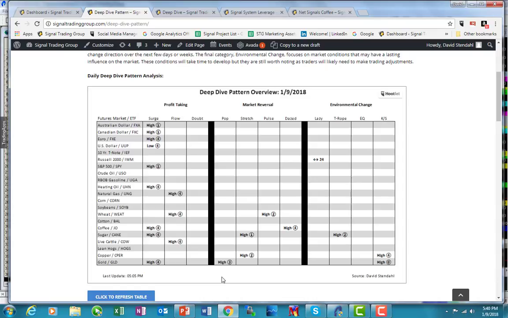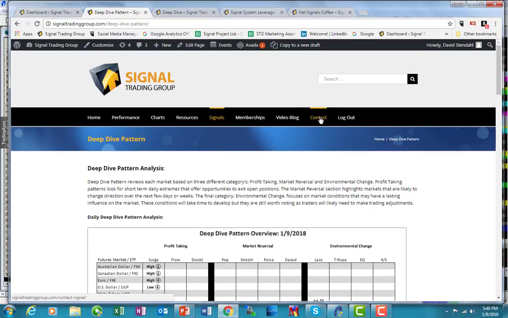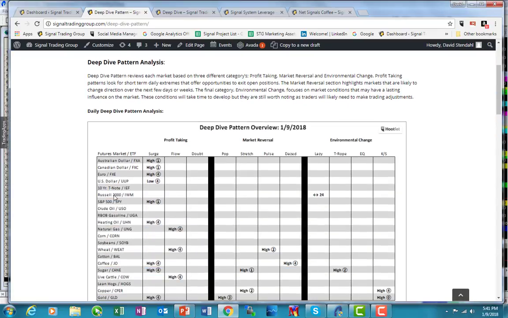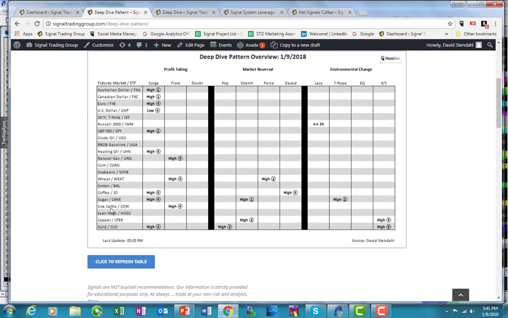So if there are questions, please just simply go to the website. I'll show you exactly where to go. You go to contacts at the top, and you can send me a quick email asking me to take a look at a particular market, my opinion on what that market is doing as far as whether or not it's a good or a bad market to trade, whatever the case may be. But I'm only going to focus in on the futures markets, and only those markets that you see listed here. There are a few more that I could discuss, but just simply look at the deep dive pattern overview, and these would be the primary markets that I like to focus on.